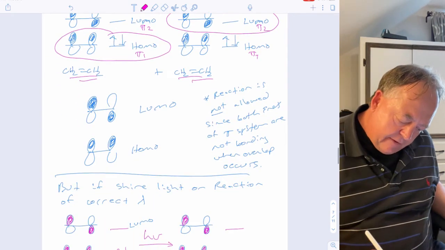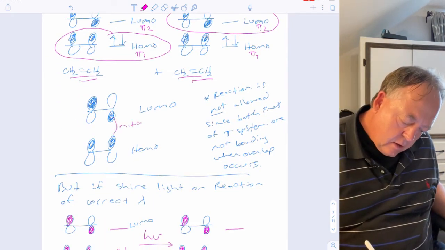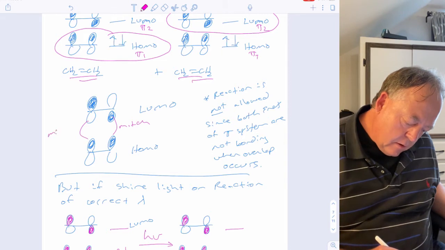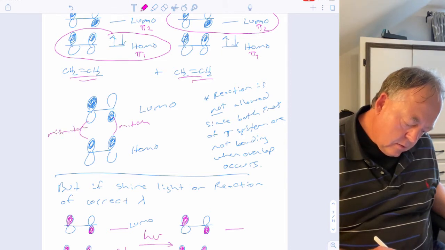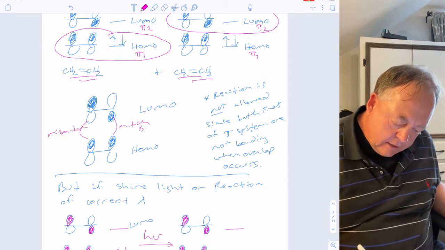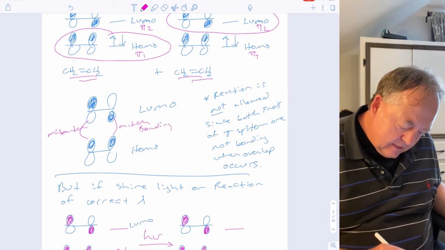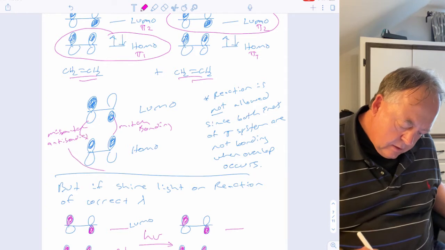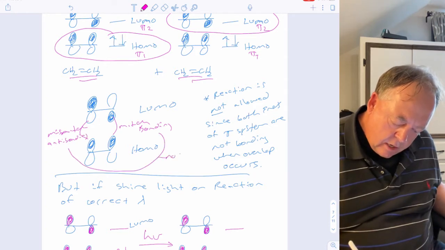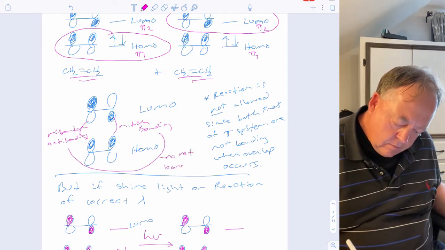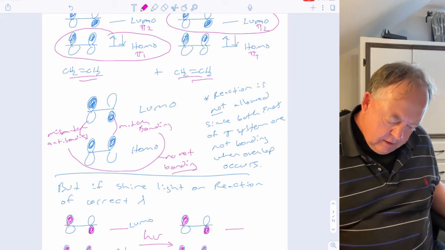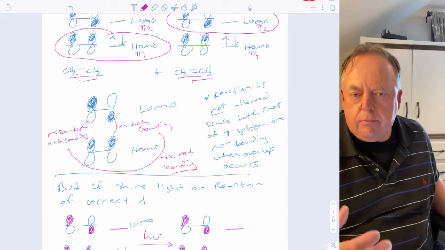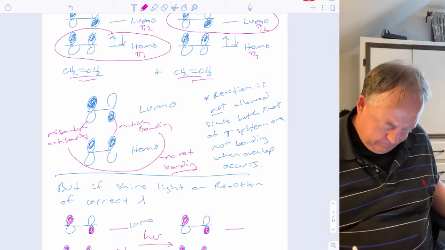All right, so again, we have a match here, but we have a mismatch here. Or this is bonding, and this is anti-bonding. So there's no net bonding. So the theory predicts the reaction does not work.